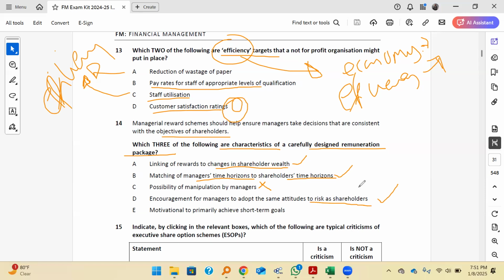But for them, they deem them fit because they have a higher appetite, which is not good. So that's also a good point. And then therefore, since we are looking for three, we know we have got them. But if you look at this other one, motivation to primarily achieve short-term goals, this is actually wrong. You don't want people to focus on short-term goals because then in the long run, the company suffers.